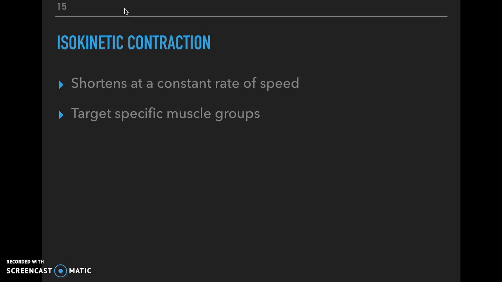Isokinetic contraction is where the muscle shortens at a constant rate of speed. And it's also very good at targeting specific muscle groups. They're very rare, so an example would be breaststroke in swimming, where the water provides a constant even resistance to the movement of adduction, so the muscle is contracting at the same rate of speed with the same amount of force each time.